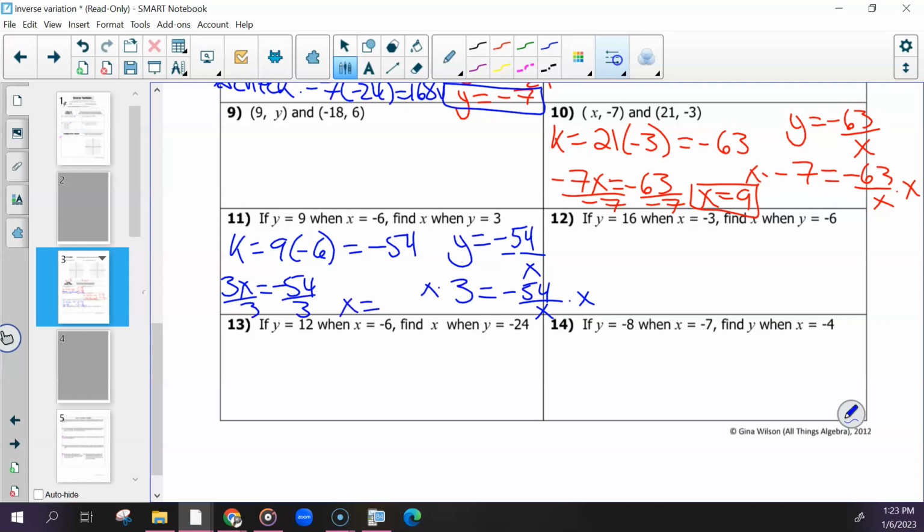What would your x value be? And if we were checking that, negative 18 times 3 is negative 54, so that works.